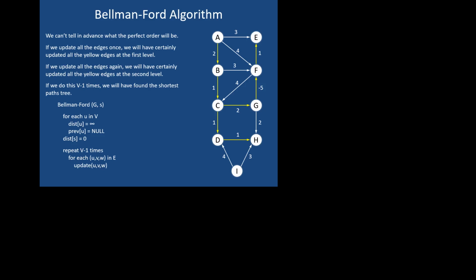All right. Now, there's our algorithm. It just consists of this. You initialize the data structure. You set all the distances to infinity, all the previous's to null. You set distance of S to 0. Then, V minus 1 times, you update every edge.